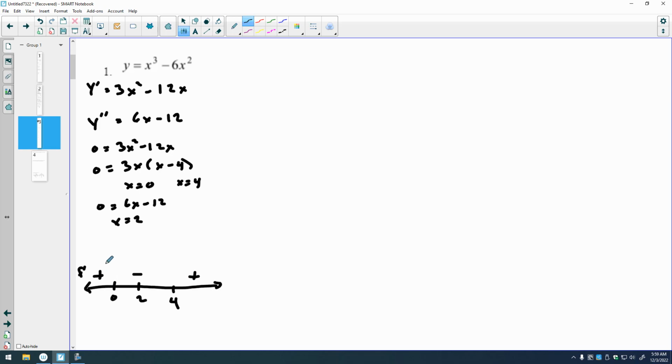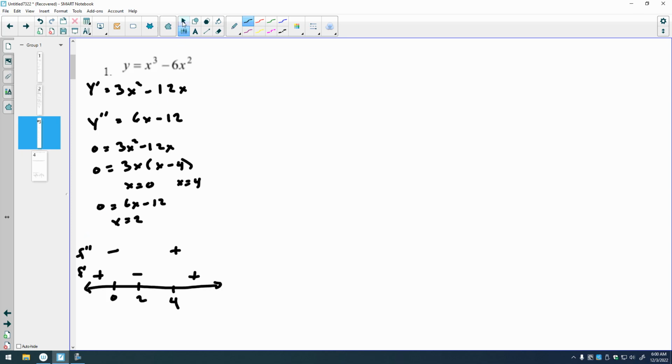All right, so there's f prime, f double prime. I just have 1 zero, so I'm checking to the left and to the right of 2. So plug in 0. 0 times 6 is 0, minus 12 is negative. And over here, plugging in something bigger than 2 gives me a positive. Okay? All right, so what does that tell me about f?